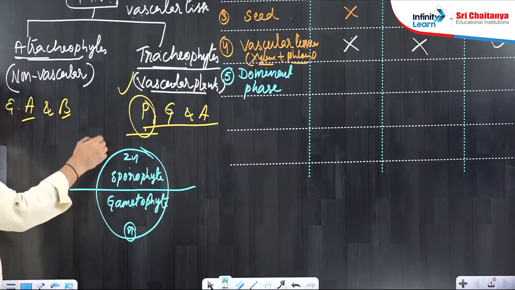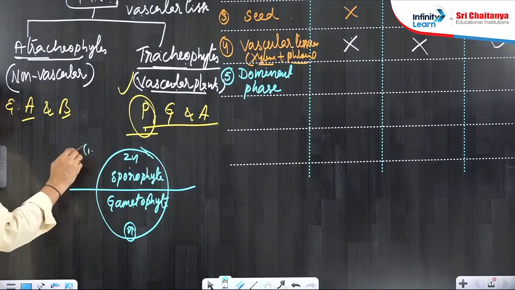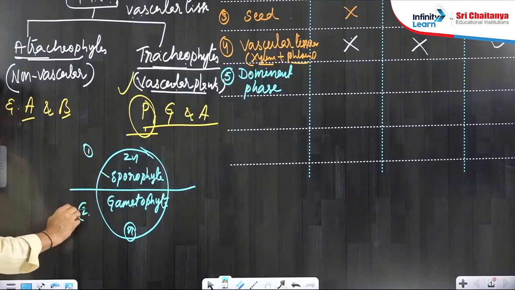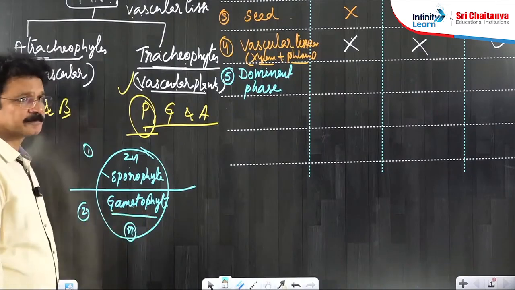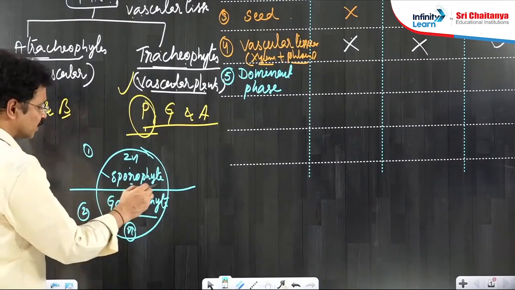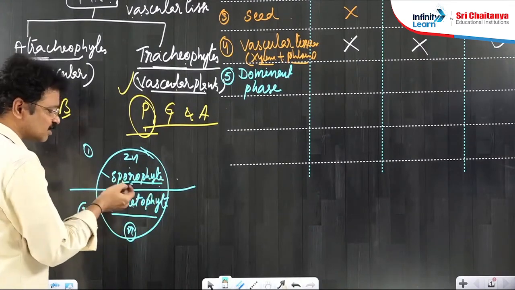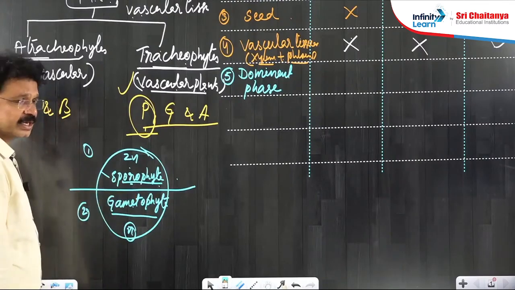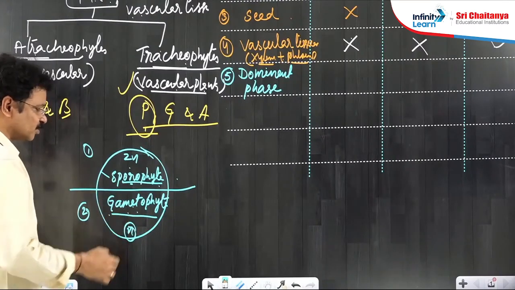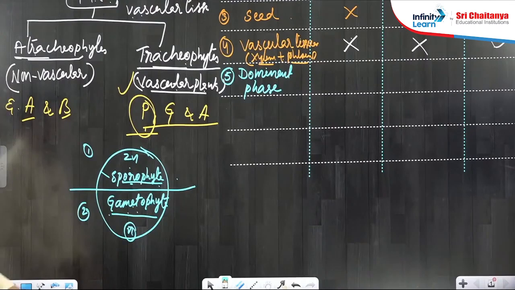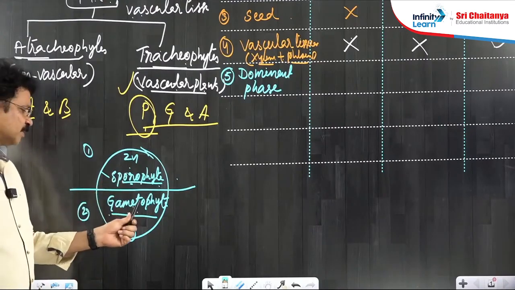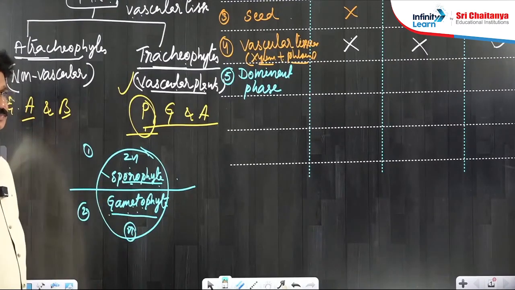In every plant life cycle, two phases are there. One is the sporophytic phase, the second one is the gametophytic phase. The meaning of the sporophytic phase is the spore producing phase, the sporophyte. Likewise, the gamete producing phase is the gametophyte. Spore producing one is the sporophyte, gamete producing one is the gametophyte.